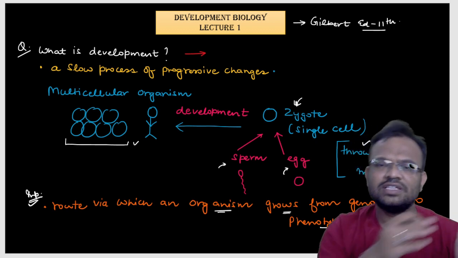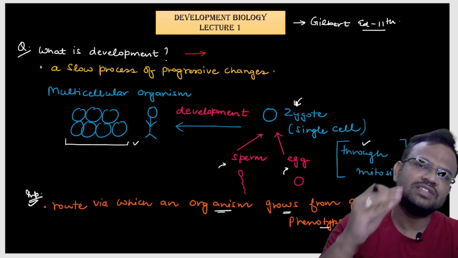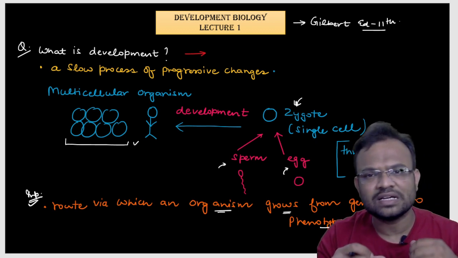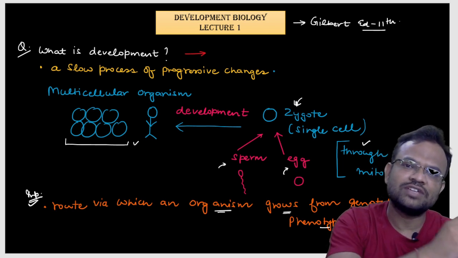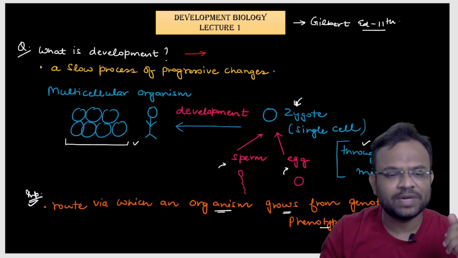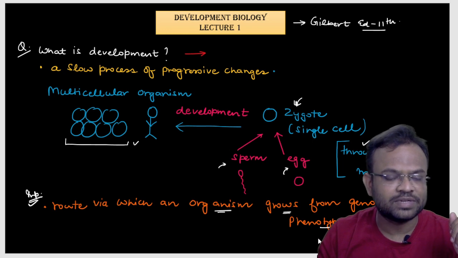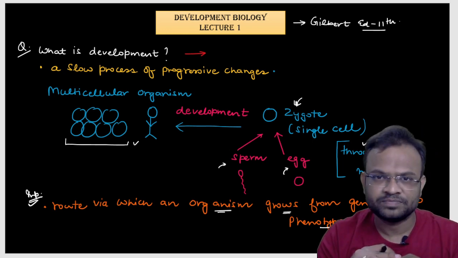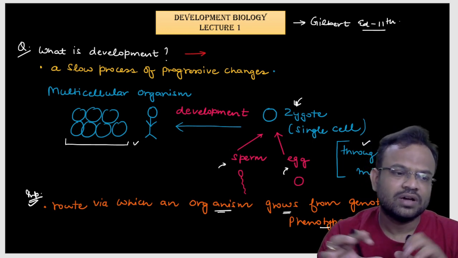So what is this? These are slow progressive changes. These are happening gradually. You cannot say that all the development will take place in one go only. The development will definitely require some time. It is a slow process. So this is the definition of development.